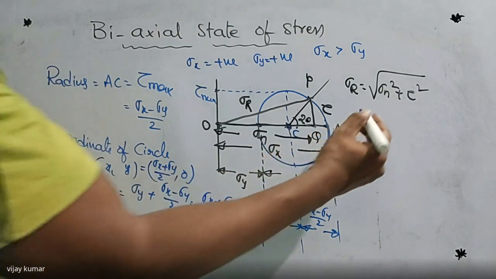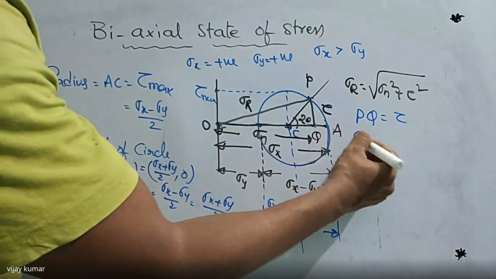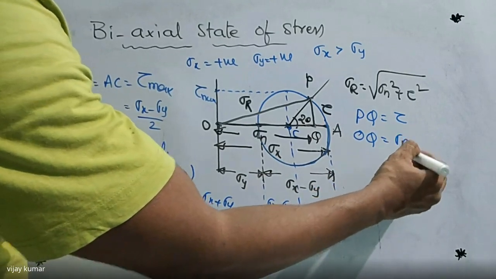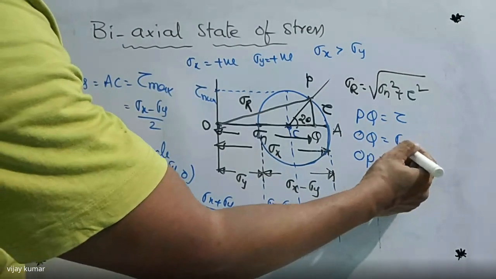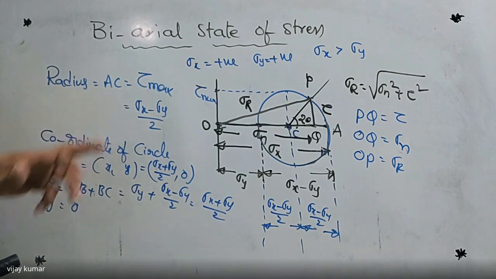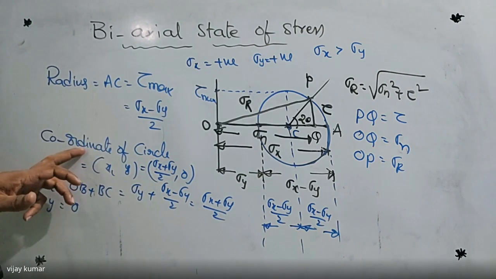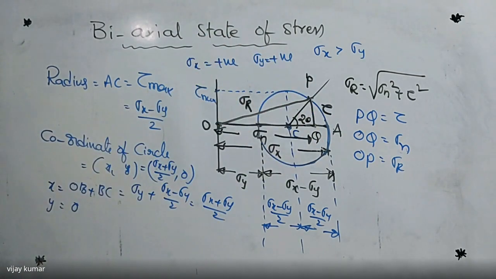PQ is shear stress, and OQ is normal stress, and OP is nothing but resultant stress. And AC is nothing but the radius of the Mohr circle. And these are the coordinates of the Mohr circle. And this is the Mohr circle diagram. So all are clear? Okay. All of you got it.